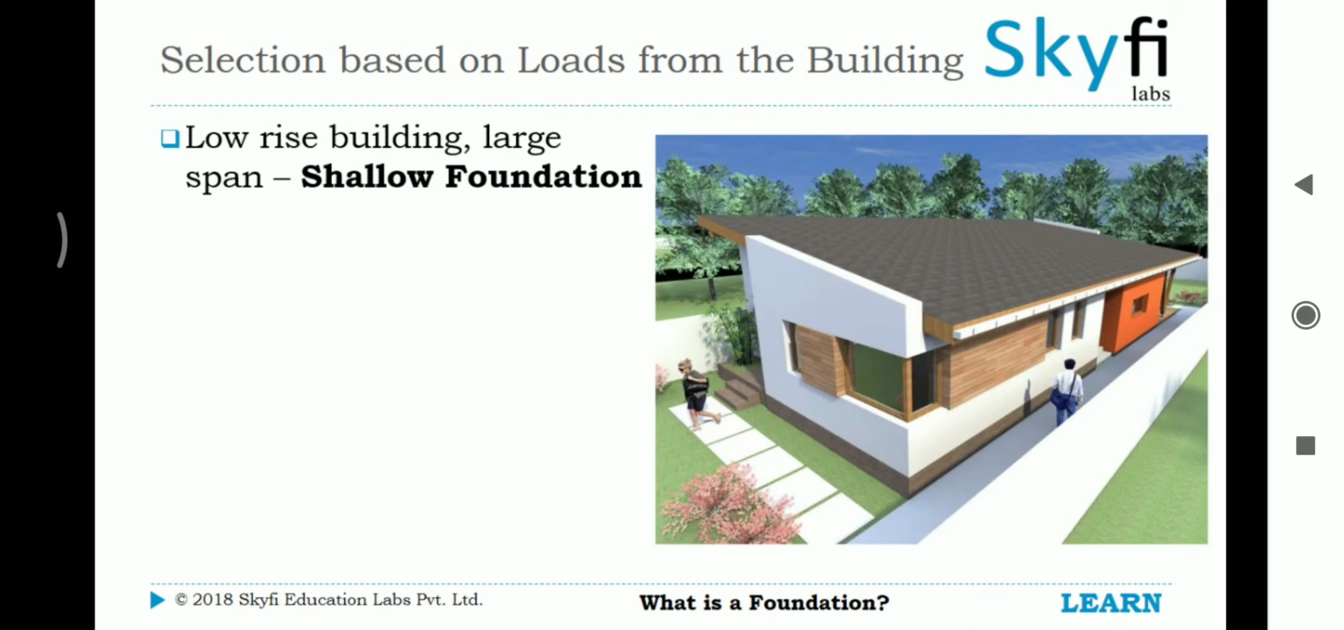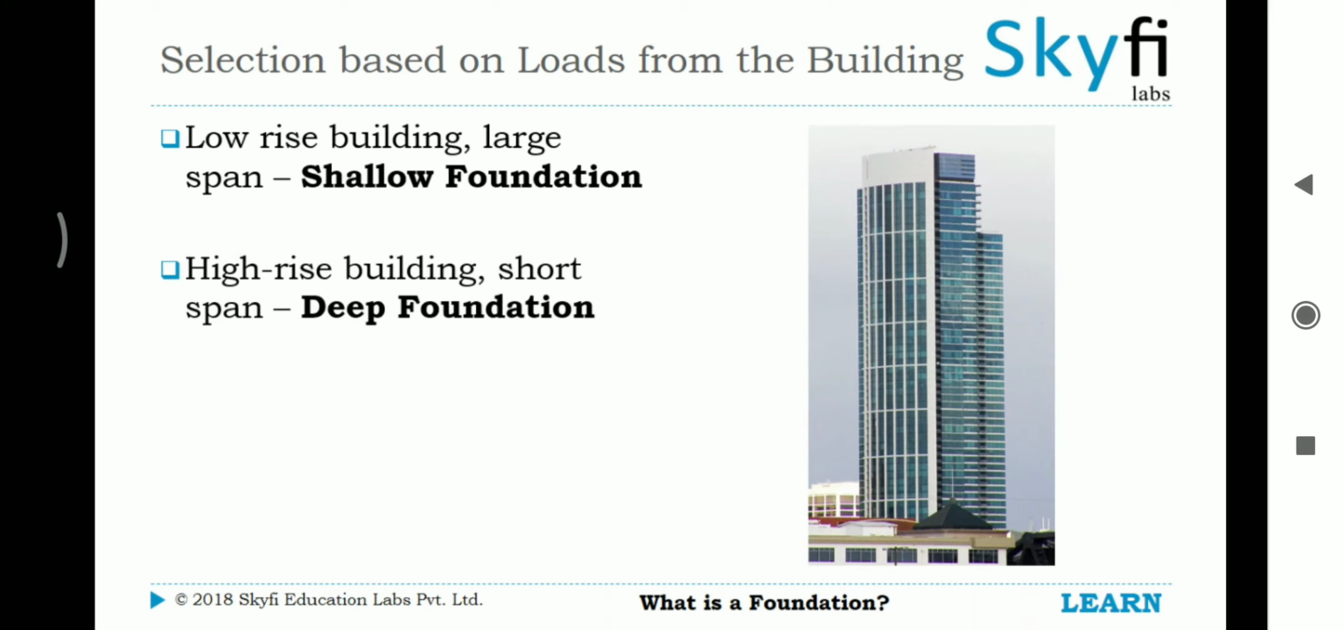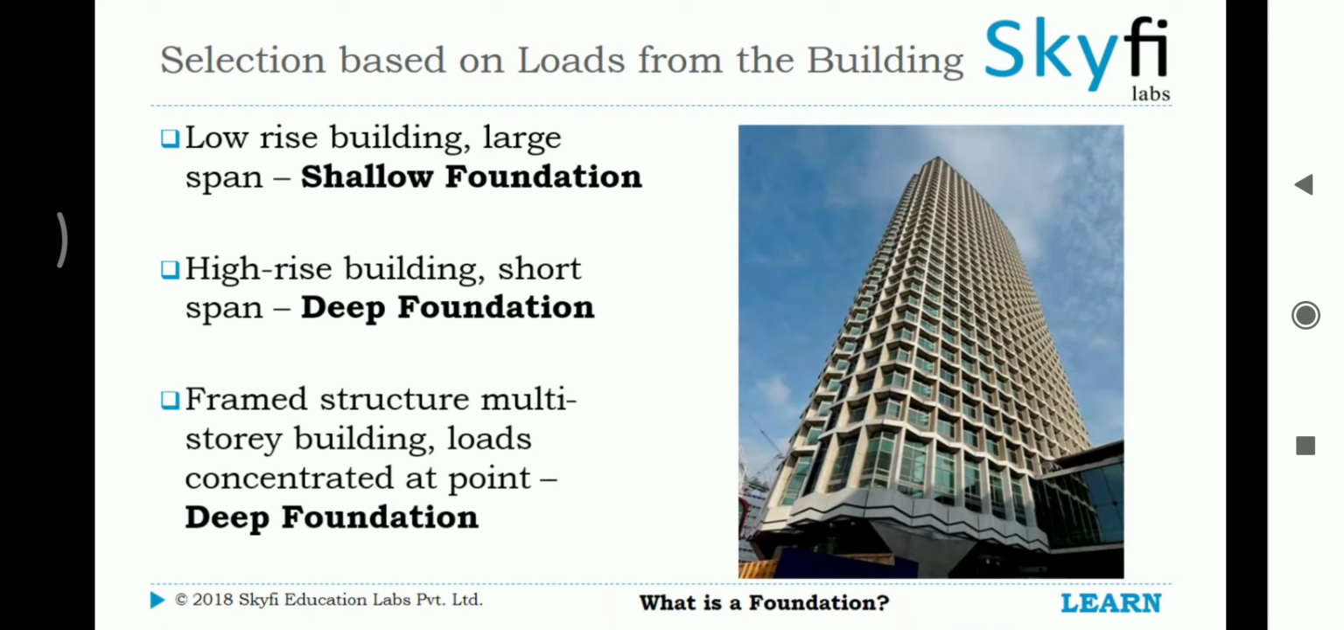In case of low-rise buildings with large span, the extent of loading is relatively modest. So, shallow foundation is preferred in this case. High-rise buildings with short span will have high loads. The deep foundation is provided in such cases, as the ground at greater depth is highly compacted. For framed structures in multi-story building, where loads are concentrated at the point of application, the use of deep piles is common. If the loads of the buildings are uniformly distributed, the piles are not needed.